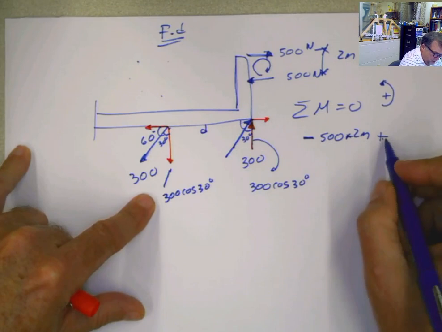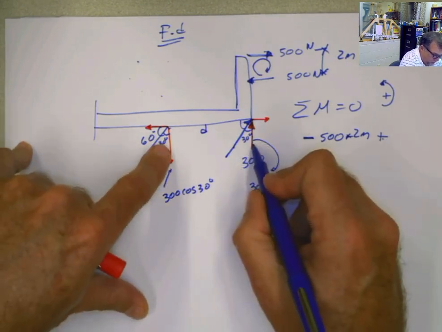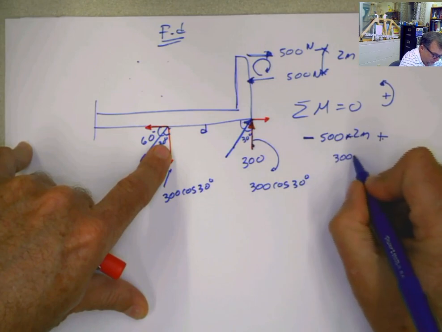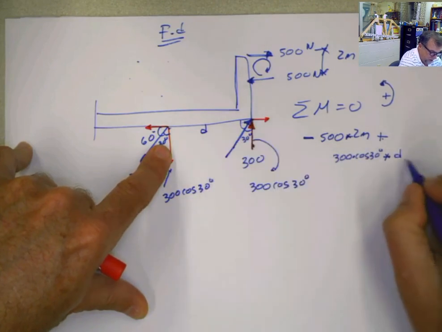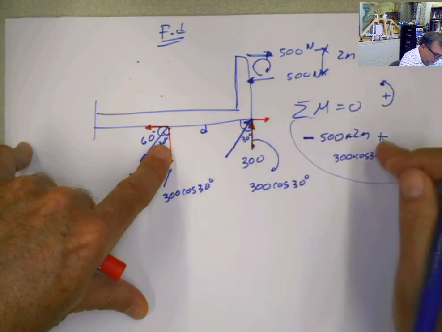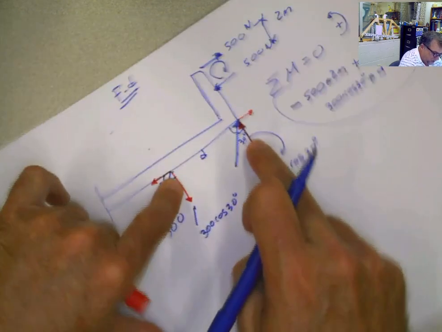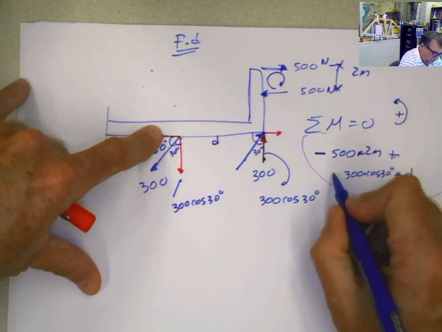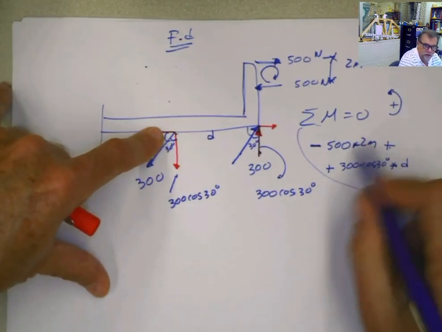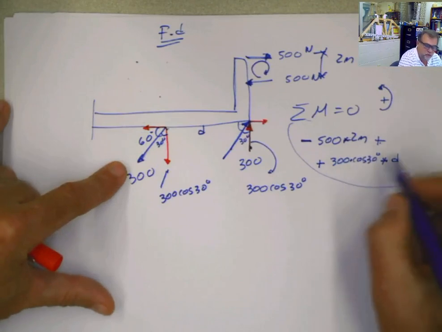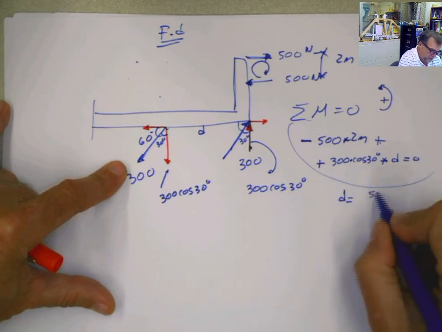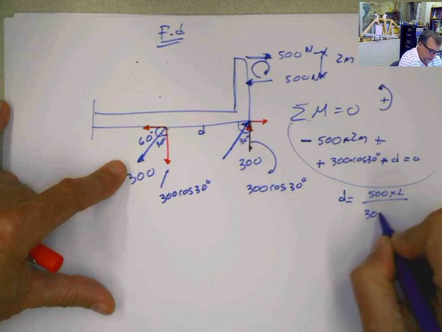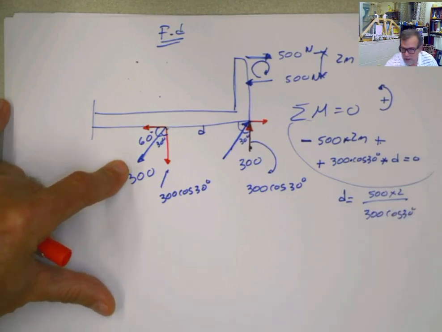So to this part, these two forces produce a couple, which is going to be the force 300 times cosine 30 degrees multiplied by the distance, which is d. And how much is this? Well, the direction first is in this way, and that way, according to my convention, is positive. And the problem states that the summation of moments has to be 0, meaning that from here I can solve for d and say it is 500 times 2 divided by 300 cosine 30 degrees, and that would be, how much is that? 3.85.